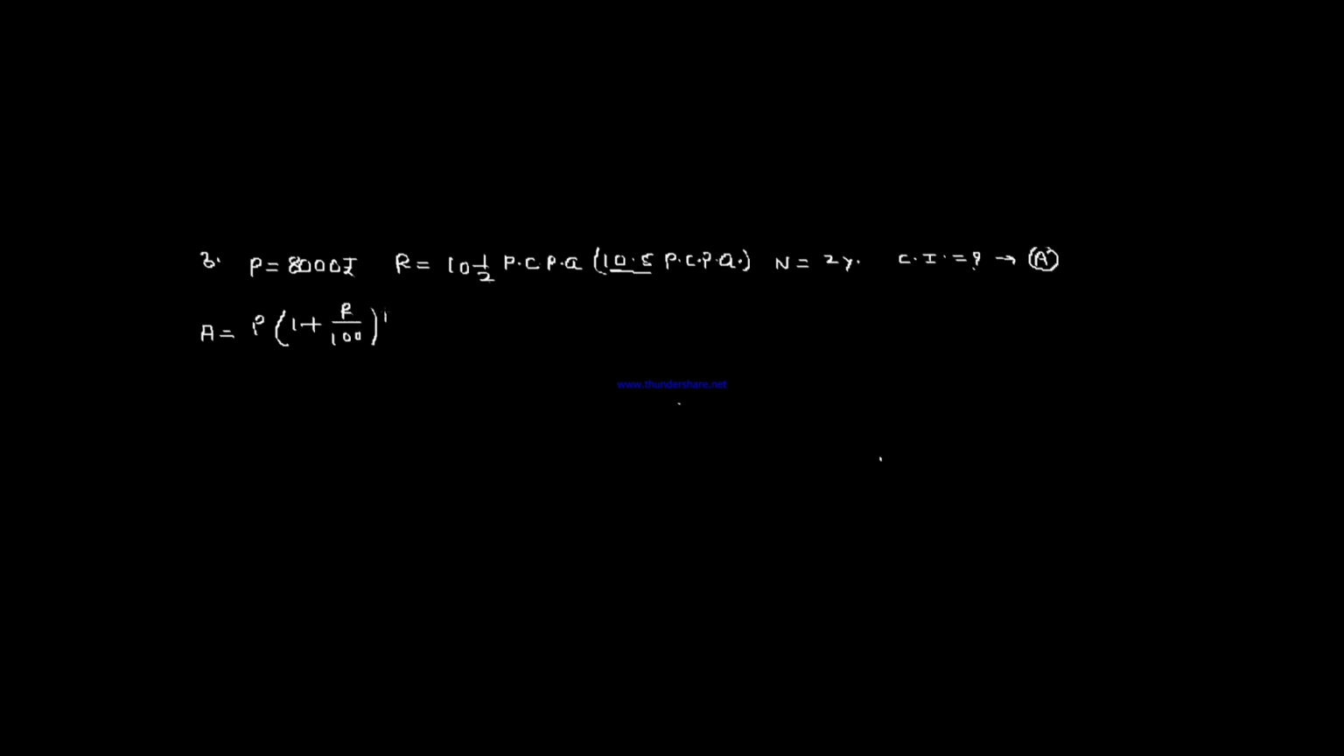A equals P times (1 plus R upon 100) to the power N. Your P is 8000. 1 plus your R is 10.5. Mind this thing. And your N is 2 years. So as I told you, 10.5, you can write this 10.5 as 105 upon 10. Previous time we did this to remove the decimal point. Okay, to remove the decimal point we will write the number as it is.